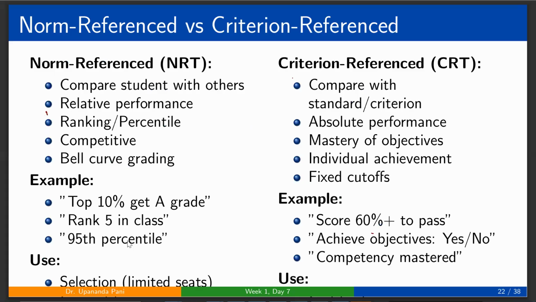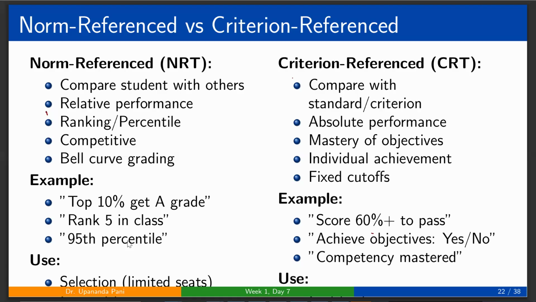Then norm referenced versus criteria referenced. Norm referenced, NRT, is to compare a student with others. Relative performance, ranking or percentile, is basically competitive. It is also known as bell curve grading. Like UGC NET, right? Top 10% gets JRF, or you get rank 5 in class or 95th percentile. Why? Because the selection is done due to limited seats.